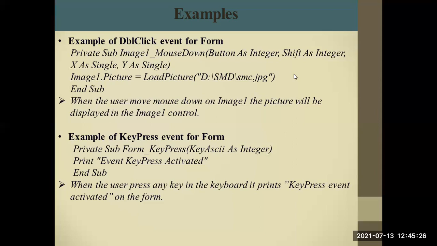So in this example, when the user presses any key on the keyboard, it prints "KeyPress event is activated" on the form. So we have a form, and whenever the user performs certain activity related to the keyboard, or presses any key on the keyboard, it will simply display a message that your KeyPress event is activated.